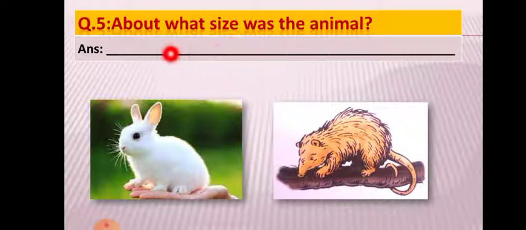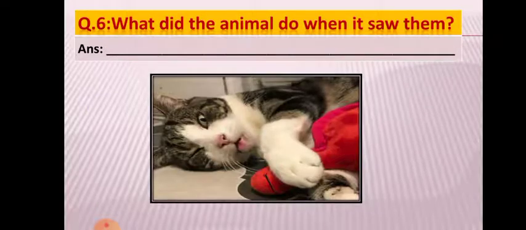You will write the answer in your copies. It was the size of a rabbit. Now come to the question number 6. Question number 6 is what did the animal do when it saw them? Now they are asking about a possum. What did a possum do when it saw them?